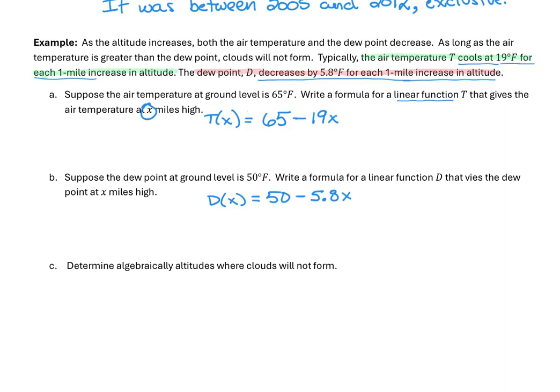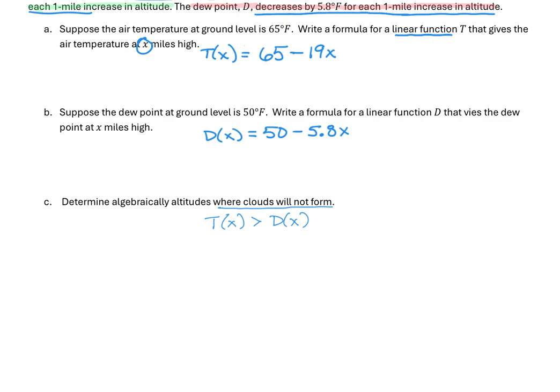And so now we want to determine algebraically the altitudes where clouds will not form. Up here it says, as long as the air temperature is greater than the dew point, clouds will not form. And so what we're essentially looking at here is we want T of x greater than d of x. Here we do want strict inequalities. It says strictly greater than. It does not say or equal to. And so this is what we're looking at.